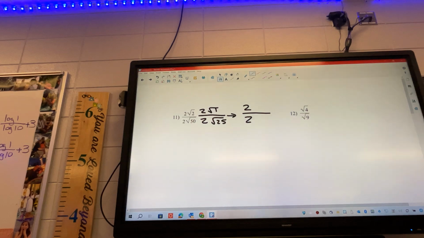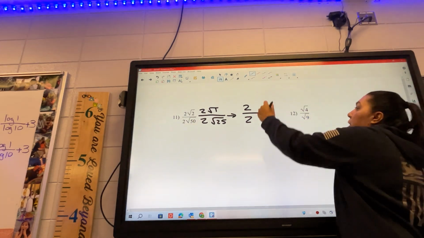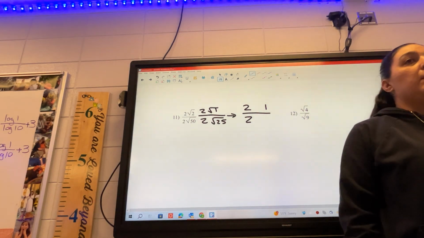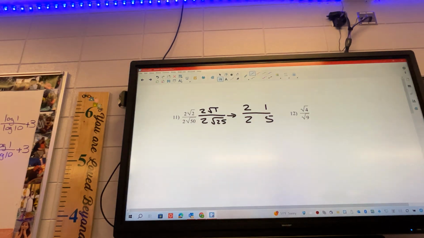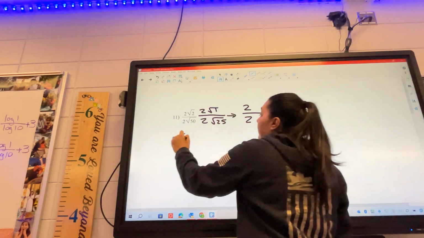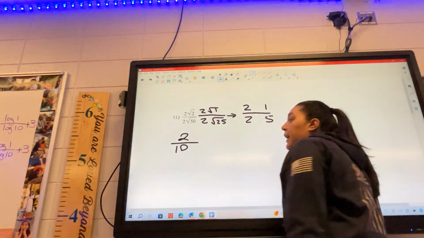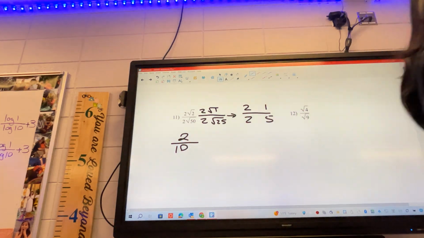Square root of 1 becomes a 1. Square root of 25 is 5. What do you think that you do with those numbers? Multiply, just like we normally do. So 2 times 1 is 2. 2 times 5 is 10. And then at that point we need to check, does that simplify?